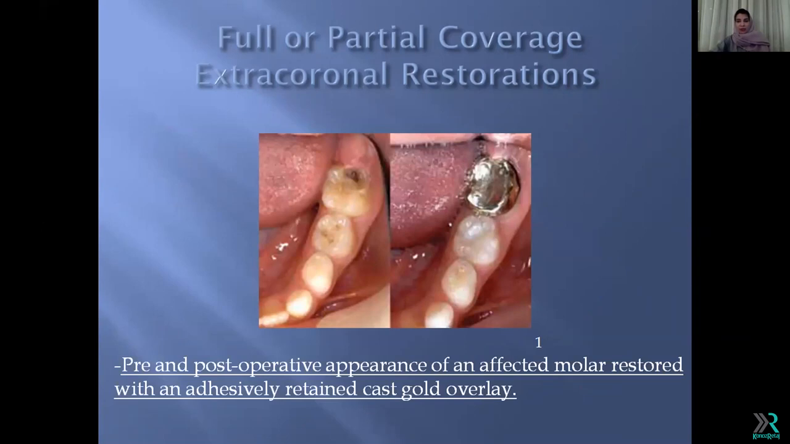Here is a photo of the adhesive retained cast gold overlay.